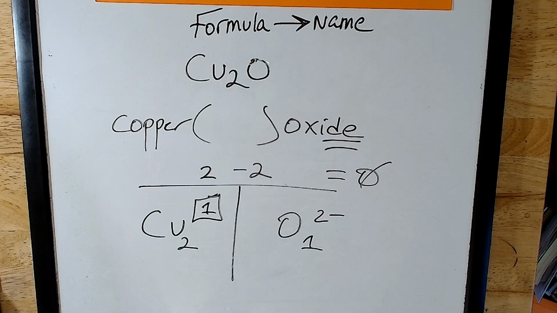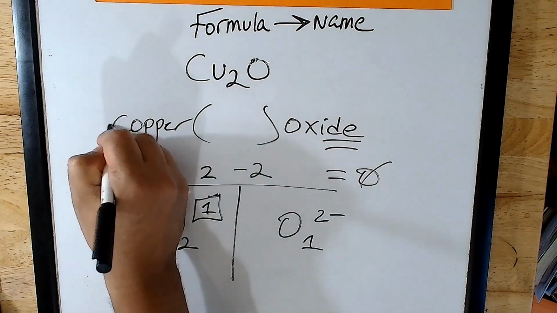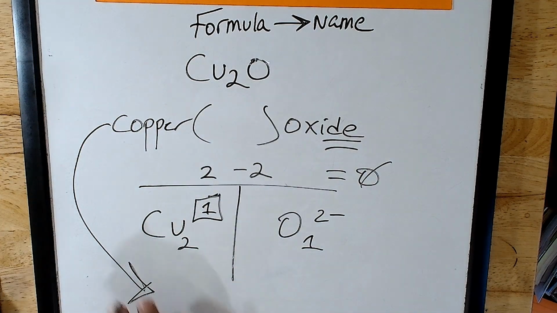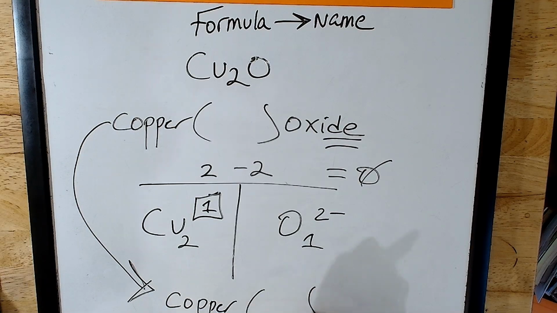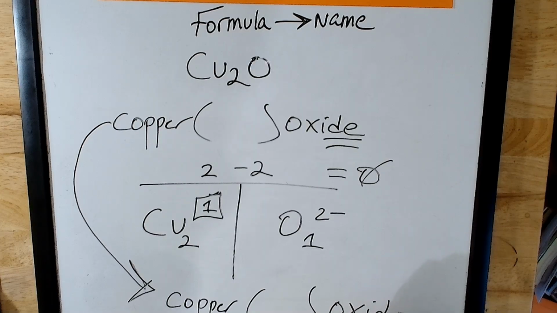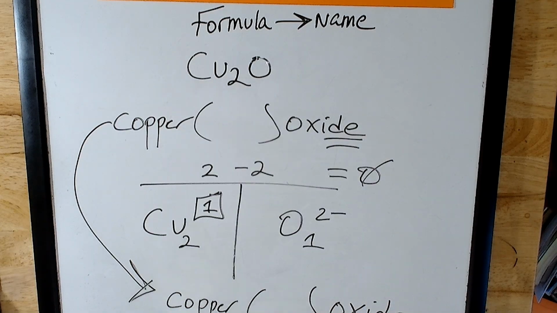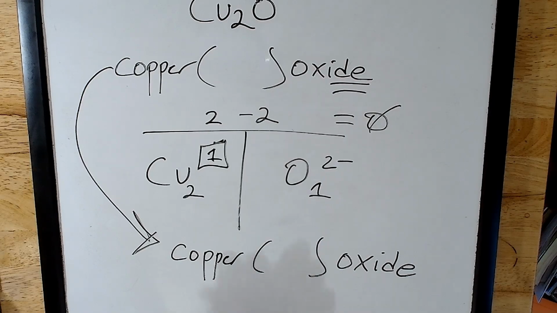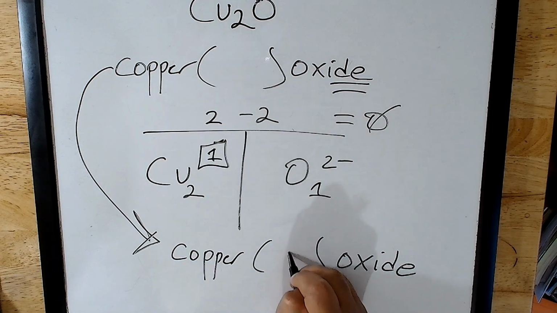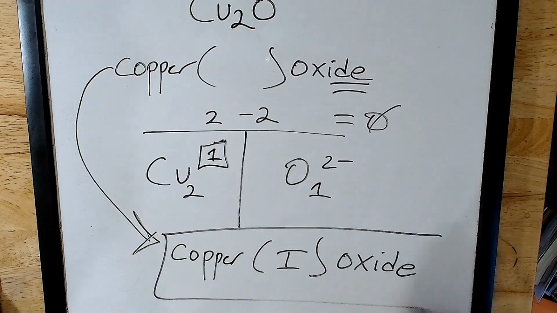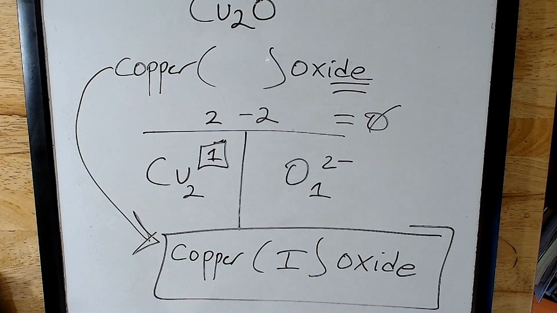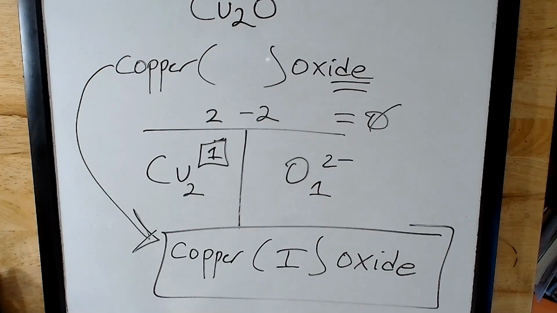So our final step is to write the charge of the cation in the form of a Roman numeral inside the parentheses. For the simplicity of visualizing everything correctly, I'm just rewriting what I had on the top. And the number that goes inside the parentheses is going to be the charge of the cation in a Roman numeral. And that's going to be my answer, copper I oxide.